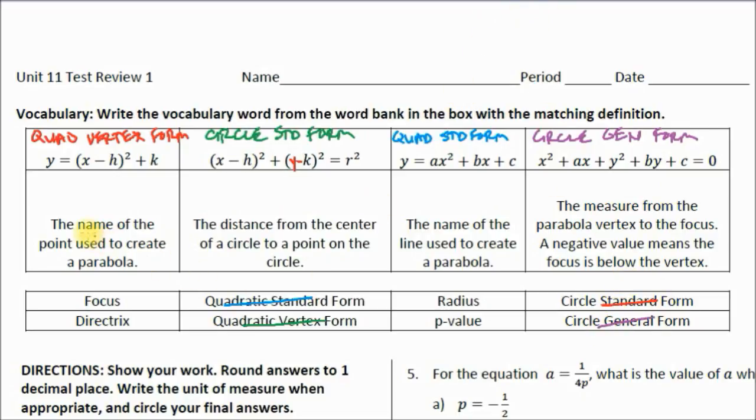Let's get through the next part. The name of the point used to create a parabola. Well, let's remember, class, we have a parabola, and parabolas are made with a point and a line. If every point on a parabola is the same distance from this point and this line, this point is called the focus. Okay, next one, the distance from the center of the circle to a point on the circle. That clearly from my diagram shows that it's a radius.